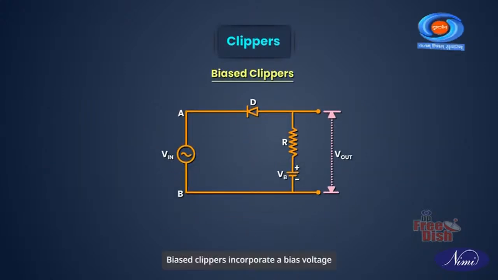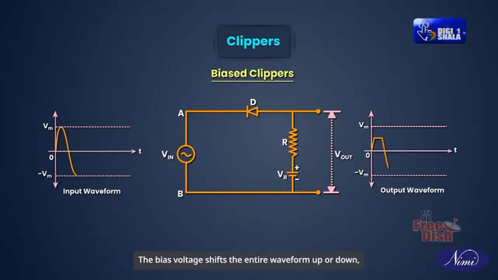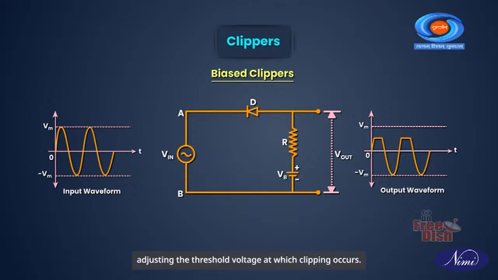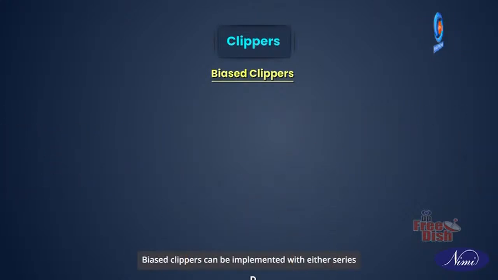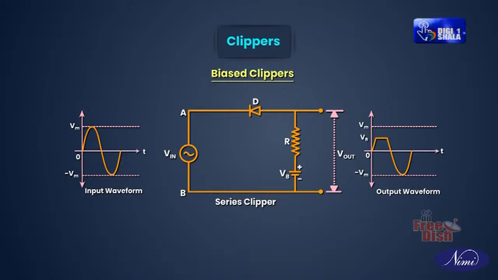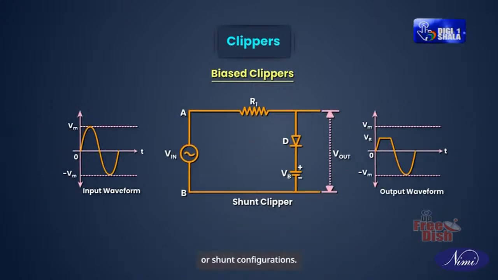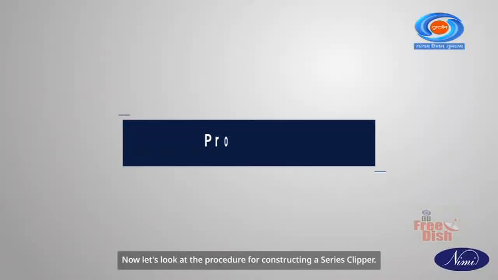Biased clippers. Biased clippers incorporate a bias voltage along with the input signal. The bias voltage shifts the entire waveform up or down, adjusting the threshold voltage at which clipping occurs. Biased clippers can be implemented with either series or shunt configurations. Now let's look at the procedure of constructing a series clipper.